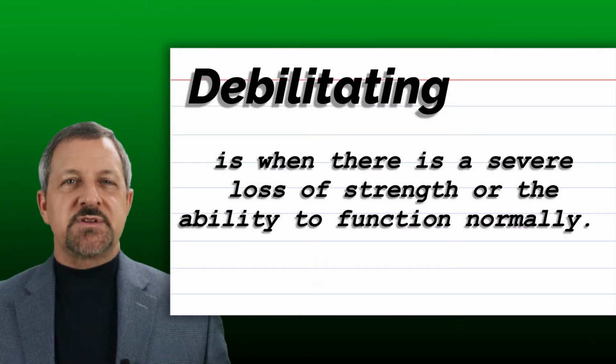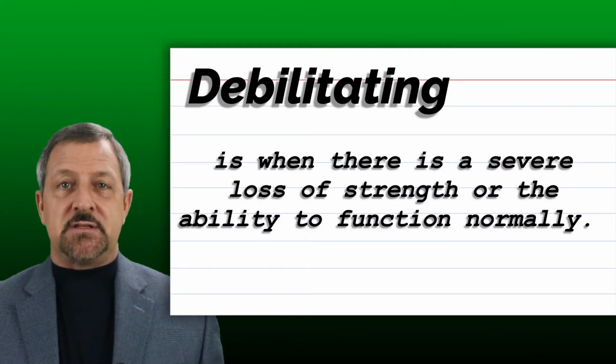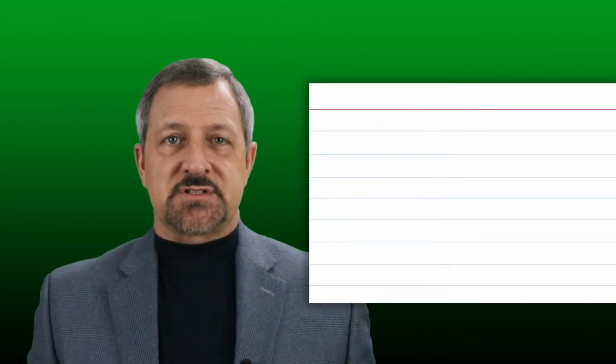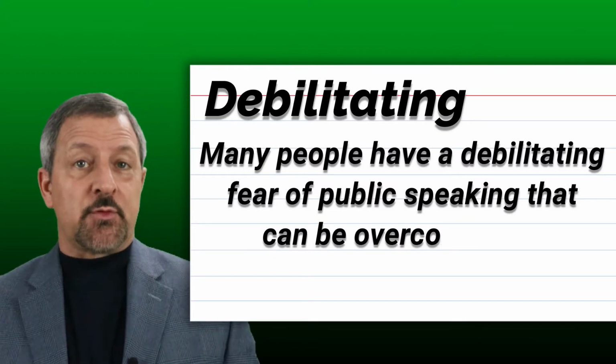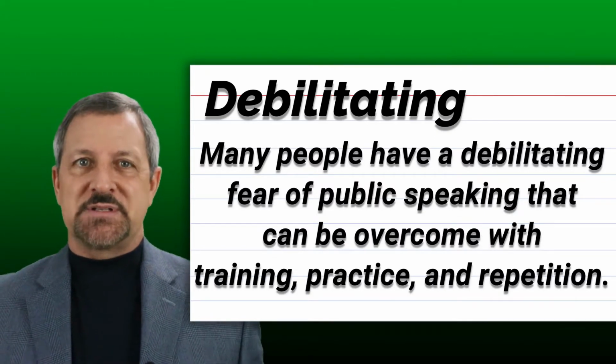The ninth word is debilitating. Debilitating is when there is a severe loss of strength or the ability to function normally. When debilitating is used in a sentence, it sounds and looks like this. Many people have a debilitating fear of public speaking that can be overcome with training, practice, and repetition.